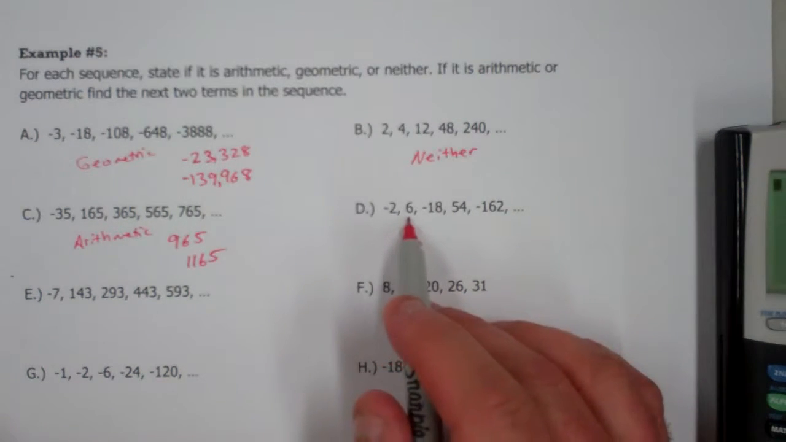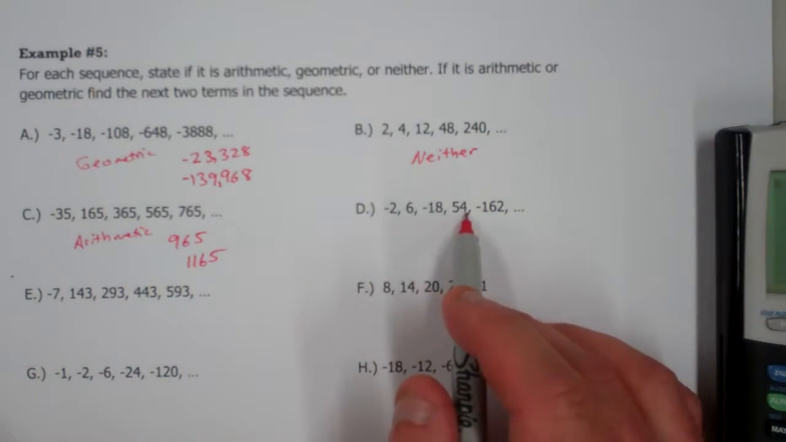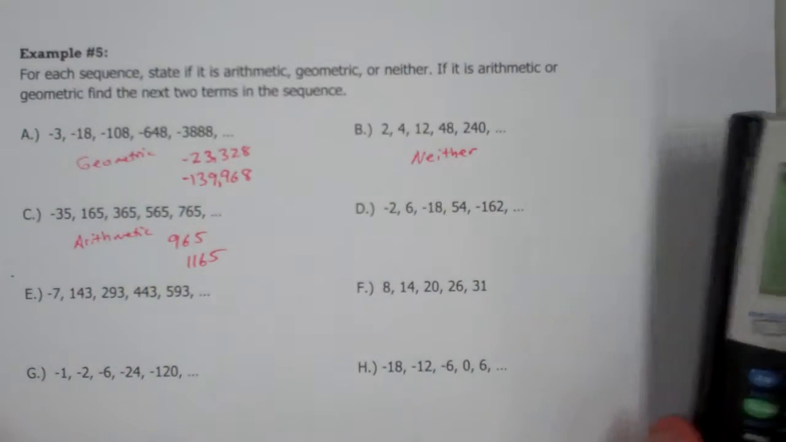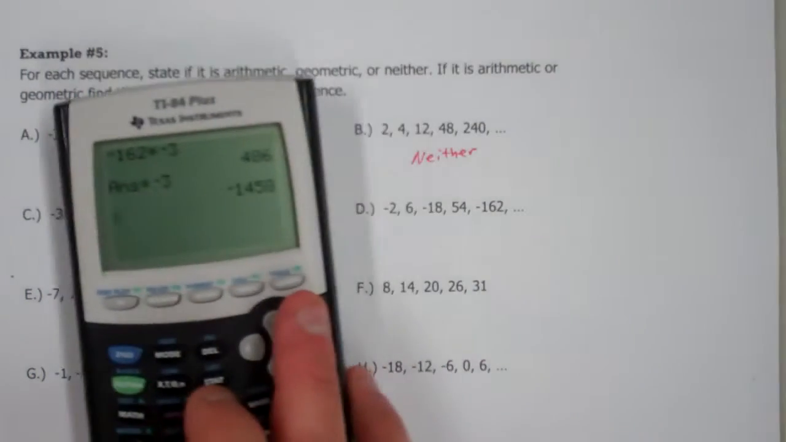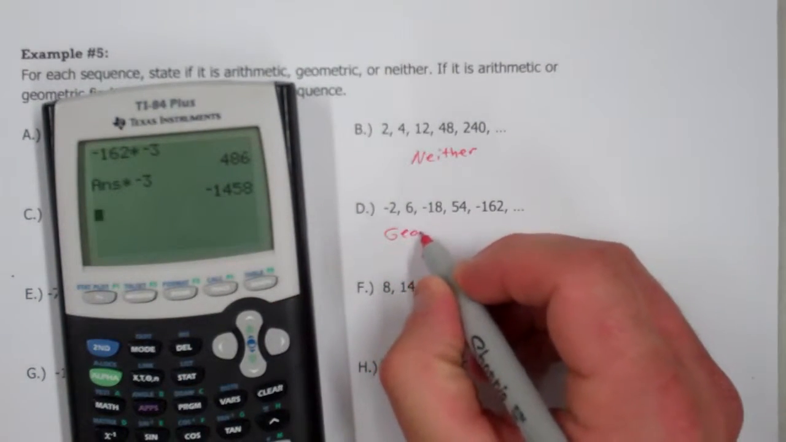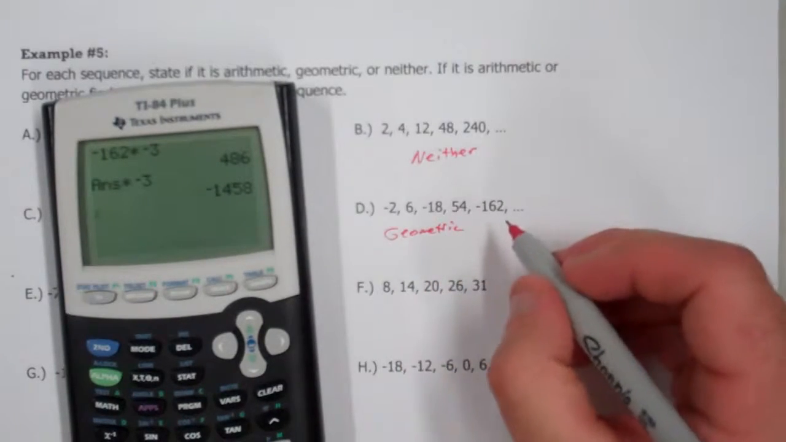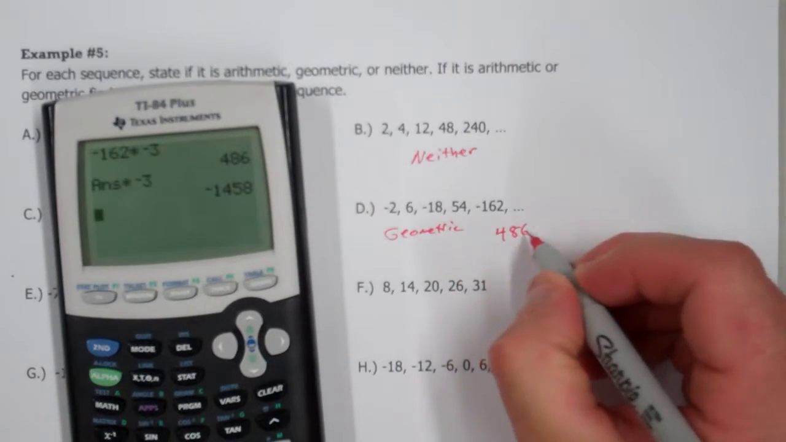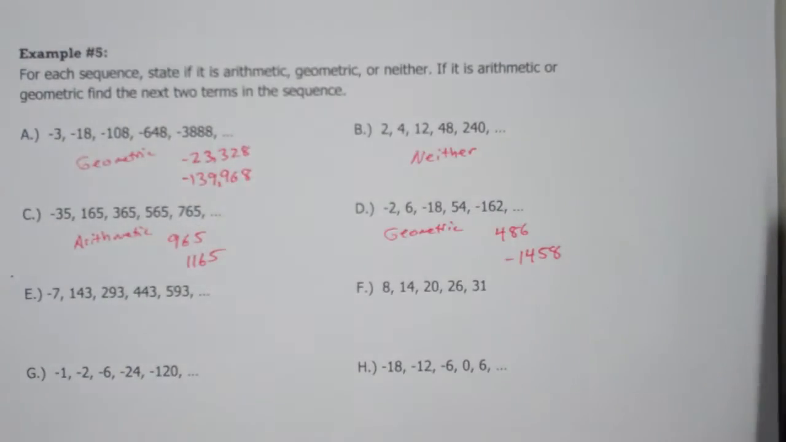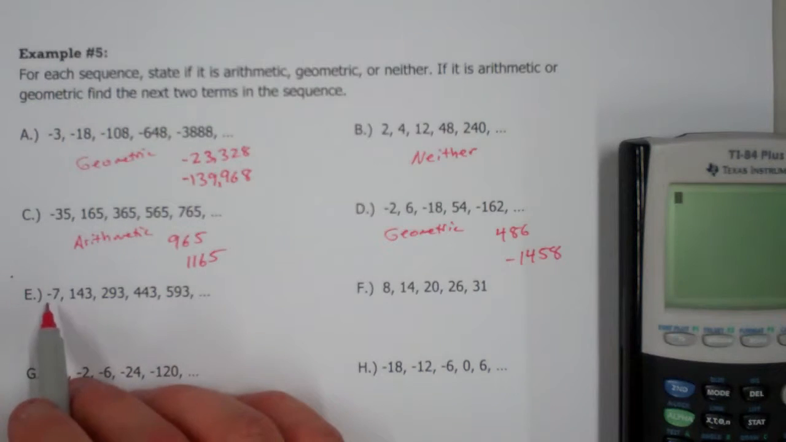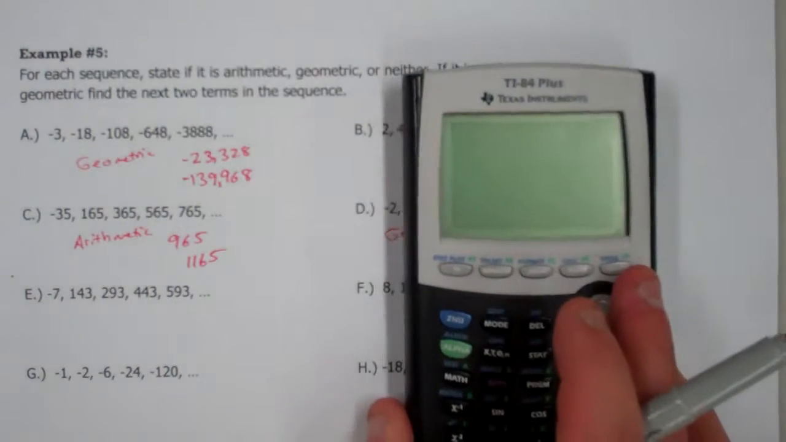With this one, we were multiplying by -3 each time. So what we can do is we can just take -162 and multiply that by -3, and then multiply that by -3 as well. That'll give us our two values. We're multiplying by the same thing, so that's geometric. And we've got 486 and -1458.